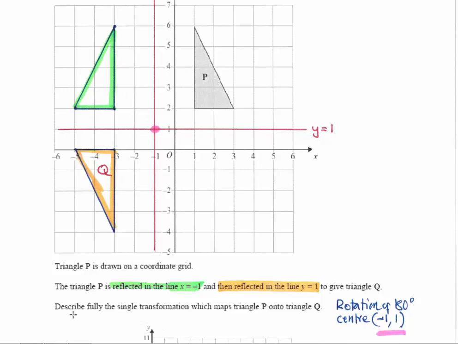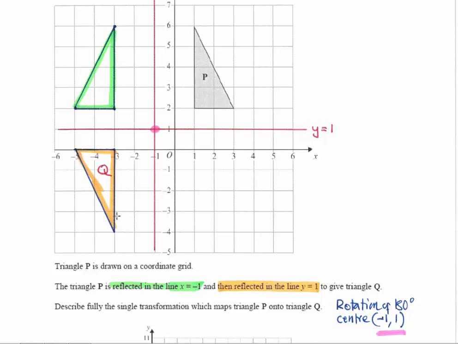And then it asks, describe fully the single transformation which maps triangle P onto triangle Q, which means how do we get from there to there in one go? Not 2 translations from there and then there. What's a single translation? Well, you can see it's upside down. Okay, and it's been rotated. And the center of rotation is here. That's where you would put your pen when you turn the tracing paper to turn this round to here. Okay? And if you need a little bit of guesswork to find it, that's fine. You often do. Don't worry.